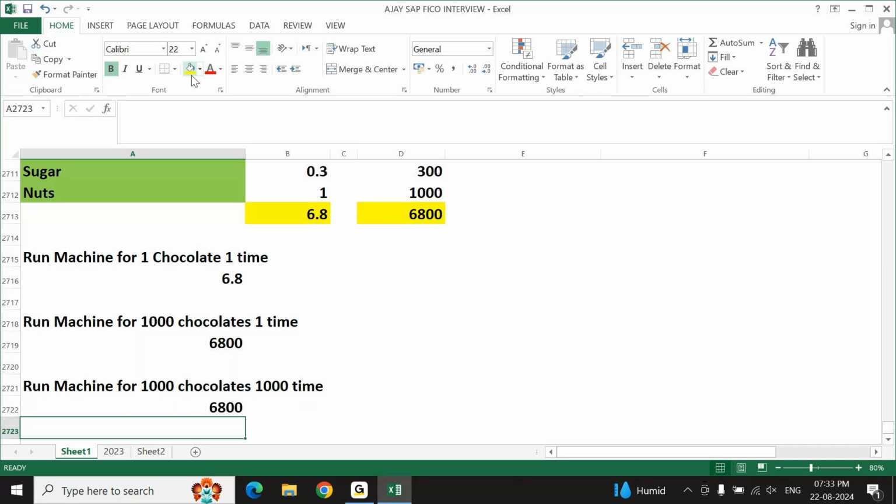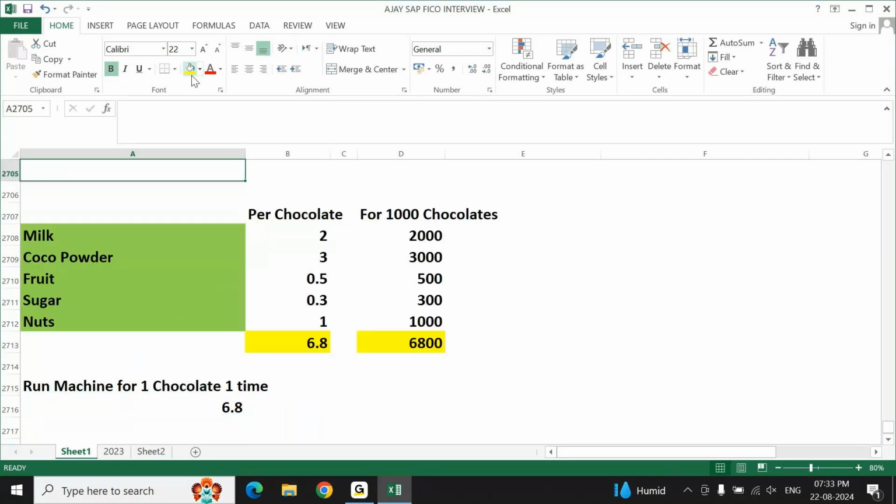Sir, then I'm not understanding what is the difference between fixed and variable? So fixed is also the same, right? No, here we are talking about variable cost. This is all your raw material. These are part of your variable cost, not fixed cost. Fixed cost is the cost that is used to run your machinery.